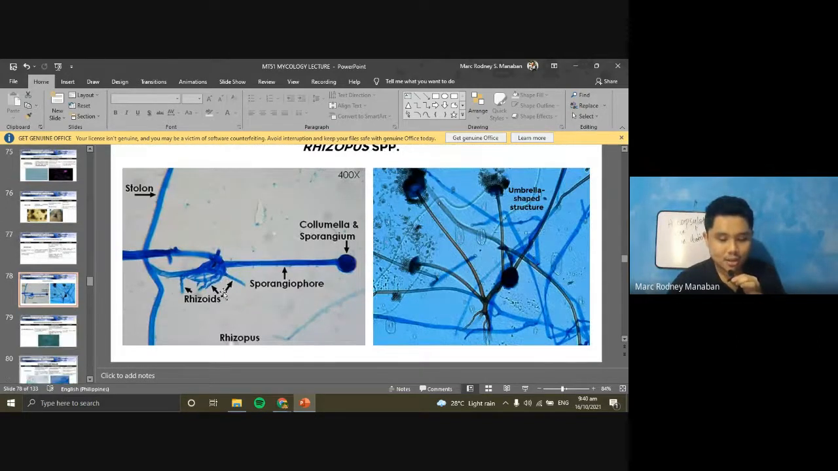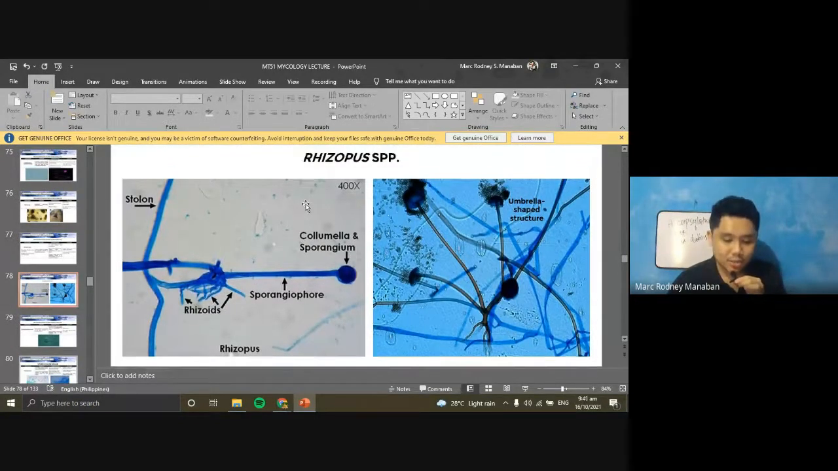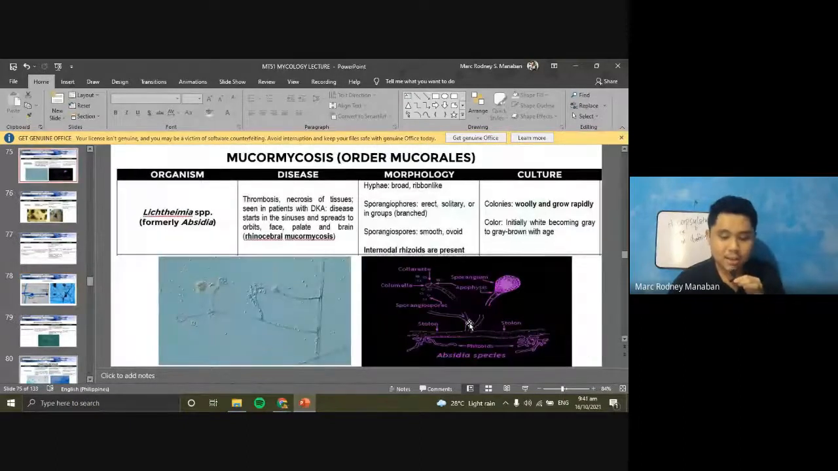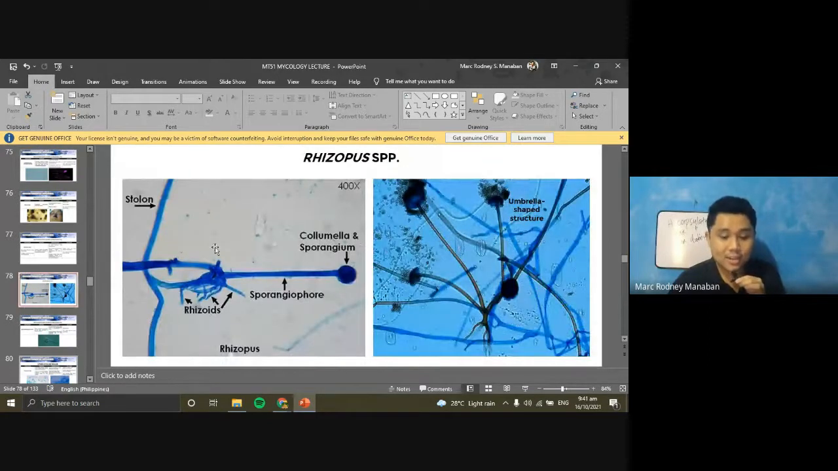All right. So here's an example. As you can see, rhizoids, sporangiophore, and then the columella and sporangium. Now take note of the difference between Rhizopus, dears, and Lichthymia. As mentioned, in Lichthymia or Absidia, the sporangiophore is in the middle of the stolon, with no rhizoids directly underneath. But for Rhizopus, as you can see, the rhizoids are directly underneath the sporangiophore. Get it? That's the difference between Rhizopus and Lichthymia, because they look the same. But look at the rhizoids: in Rhizopus they are immediately underneath the sporangiophore, while in Lichthymia, as mentioned, they are only in the middle. All right? So that's for Rhizopus species.